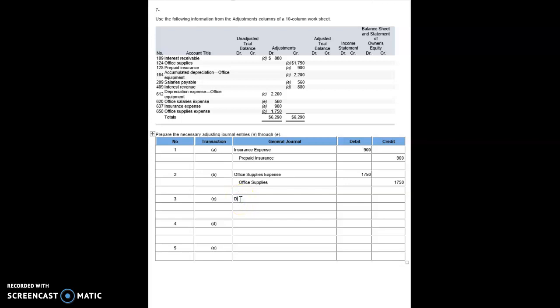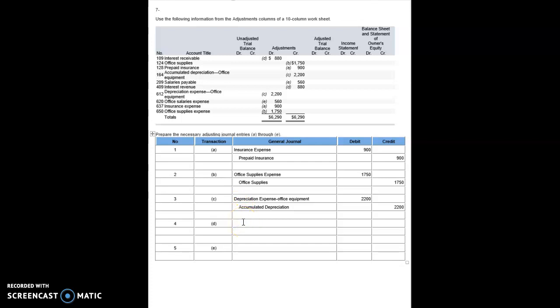So letter C, we had a debit to depreciation expense for office equipment, and it was for a total of 2,200. And now our credit was to accumulated depreciation for 2,200. And that would be to record the depreciation for that period.